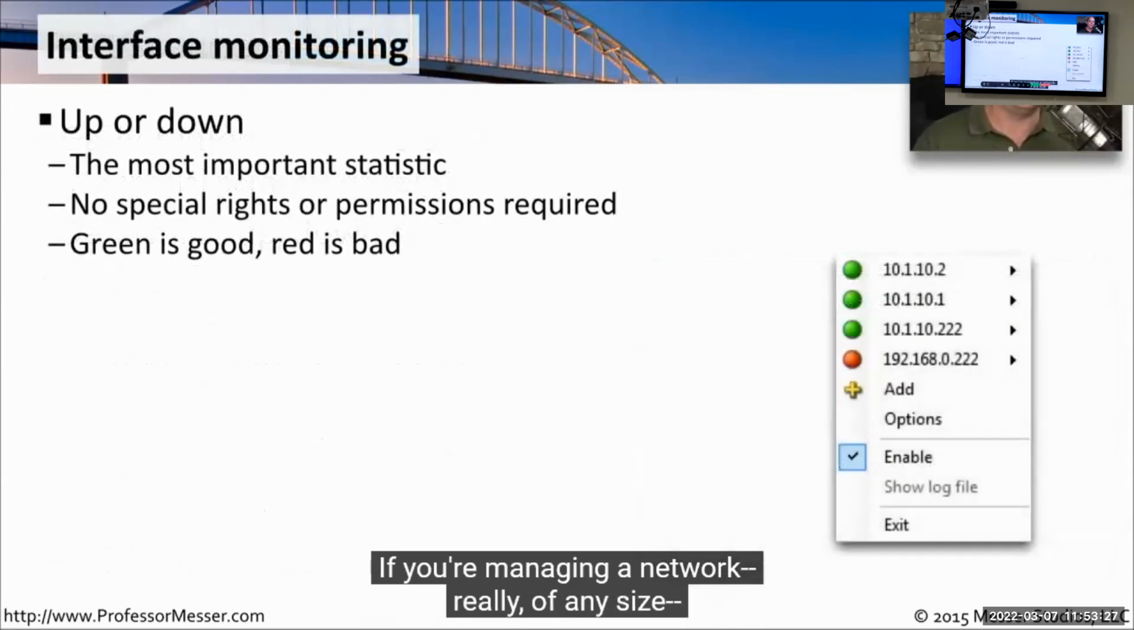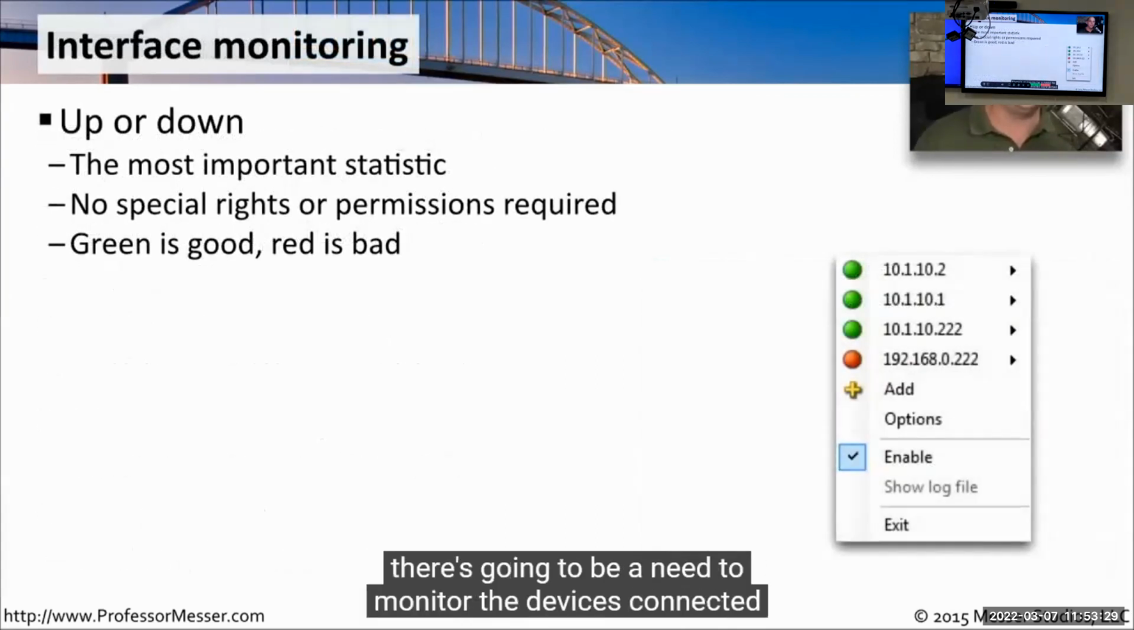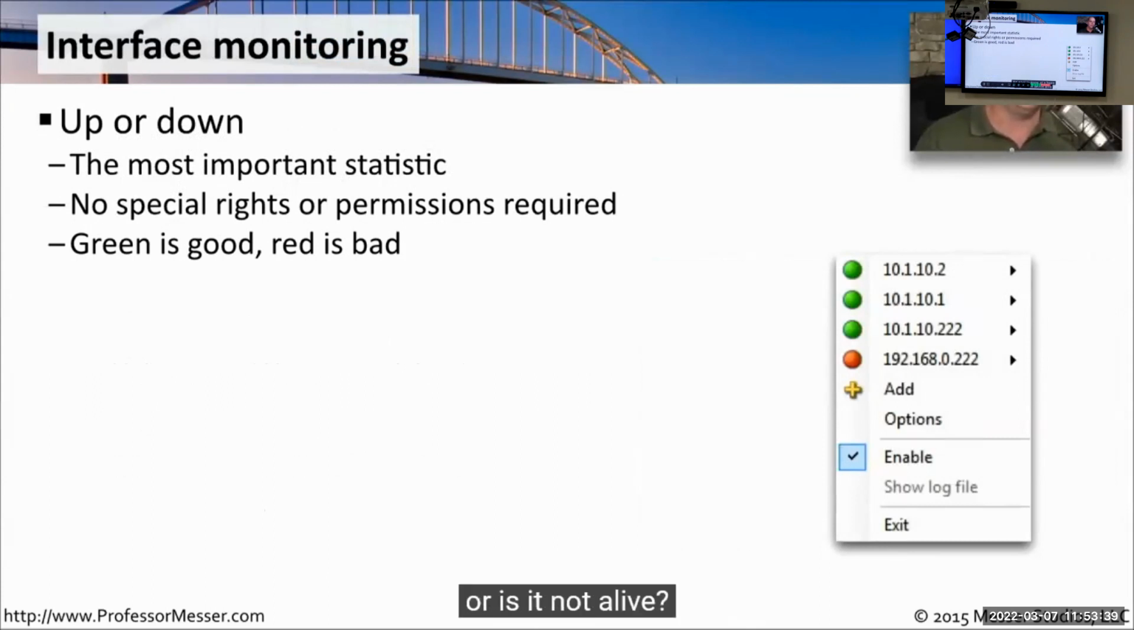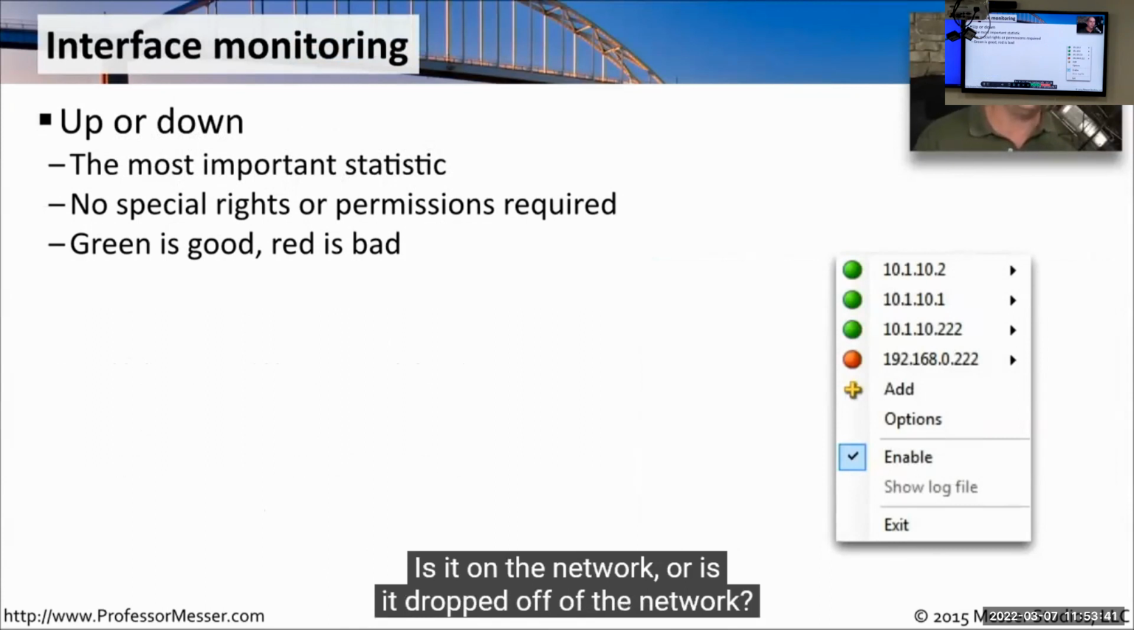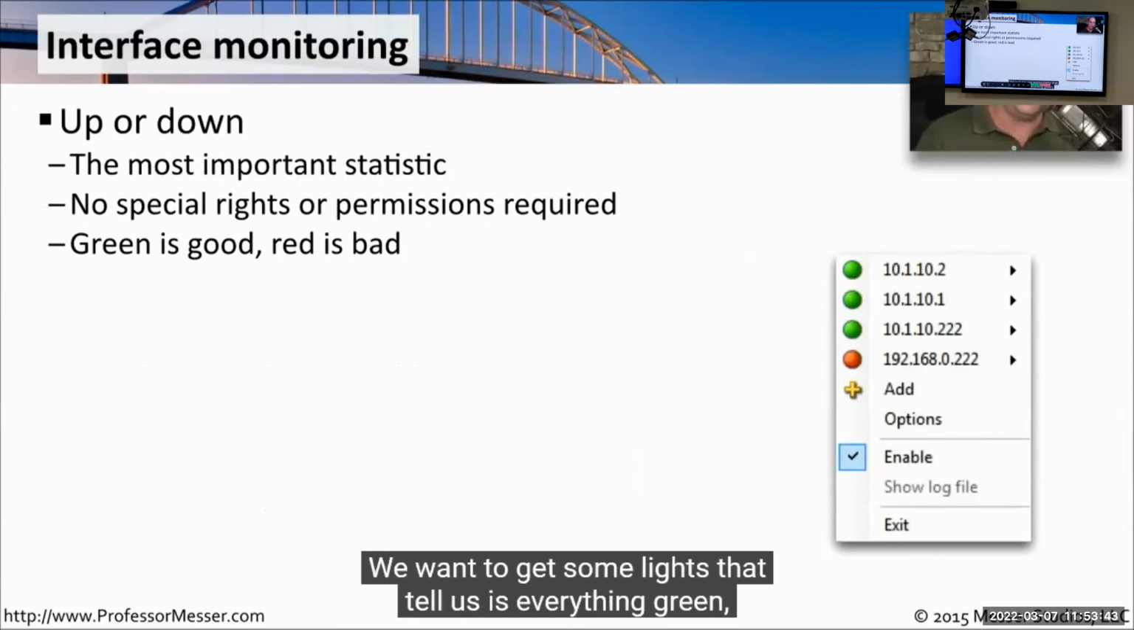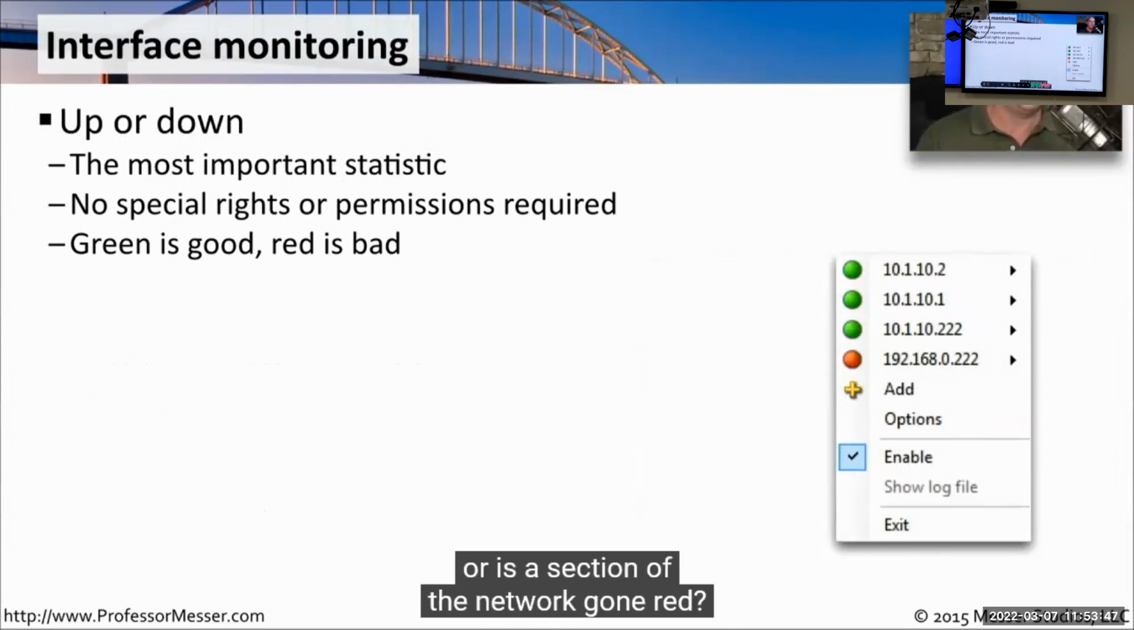If you're managing a network of really any size, there's going to be a need to monitor the devices connected to your network. And an easy way to do that is through interface monitoring. We want to know at a basic level, is that device alive or is it not alive? Is it on the network or has it dropped off of the network? We want to get some lights that tell us, is everything green or is a section of the network gone red? And an interface monitor can provide you with that information.